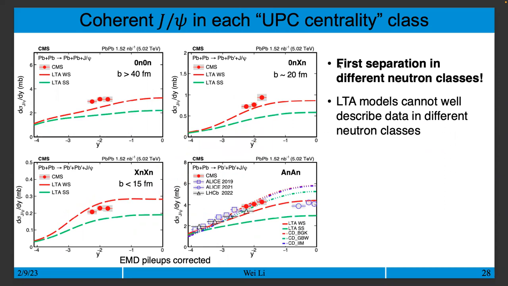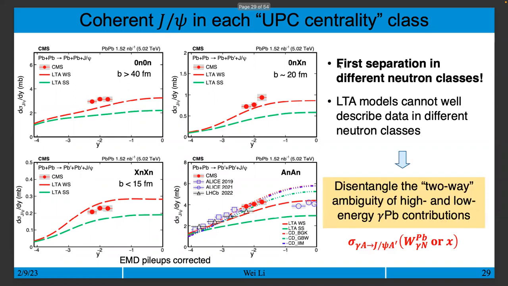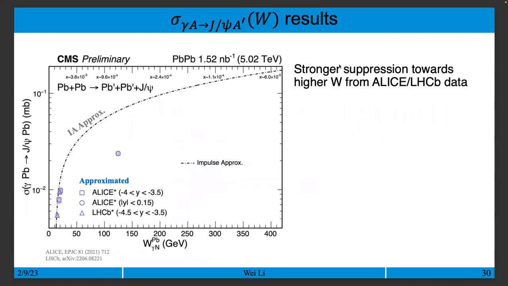And next we measure the cross section in different centrality, 0n0n, 0nXn. Here we compare the leading twist approximation theory, and I'm running out of time. But so then finally, from here we disentangle the two-way ambiguity. We finally measure the cross section as a function of W. Now this curve is the impulse approximation. These points are from the earlier measurements, at least at mid rapidity, there's no ambiguity, so you can put it here. And at forward rapidity, you can assume this is dominated by the low W.